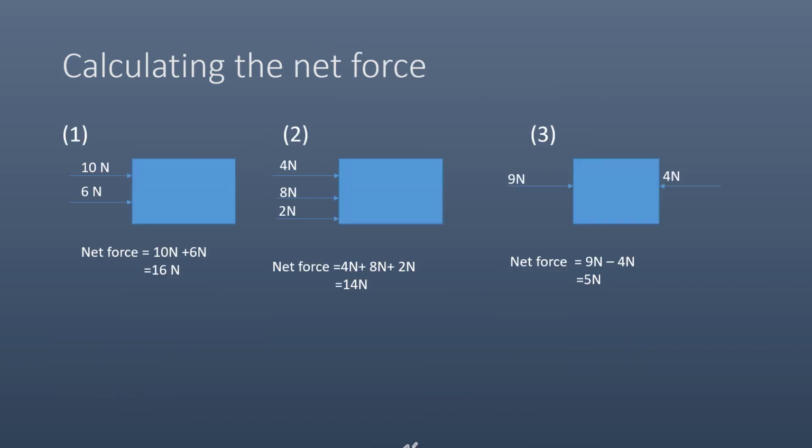Here are shown three cases of how to calculate the net force. In the second case, three forces are acting in the same direction, 4 Newton, 8 Newton and 2 Newton. So the net force is the sum of those three, that is 14 Newton. Other cases are the same as the previous one.